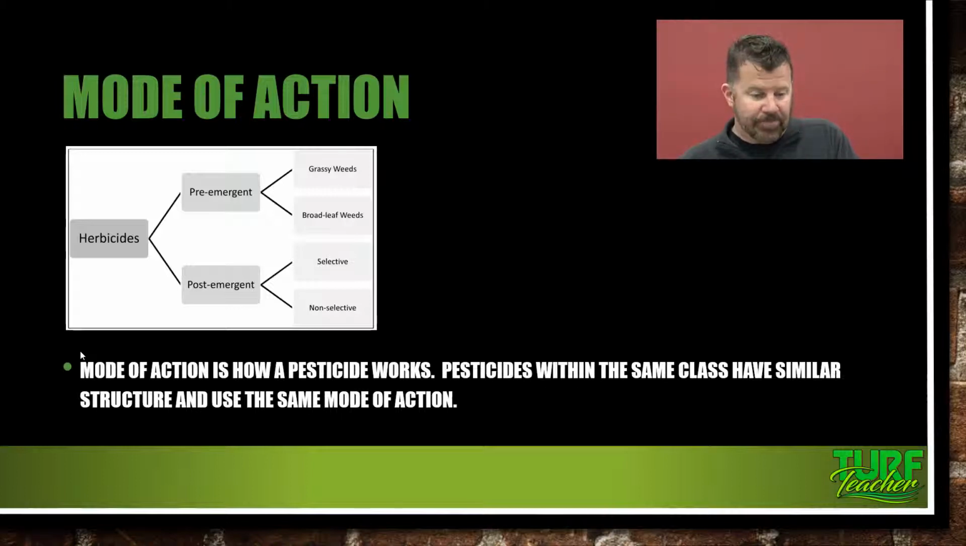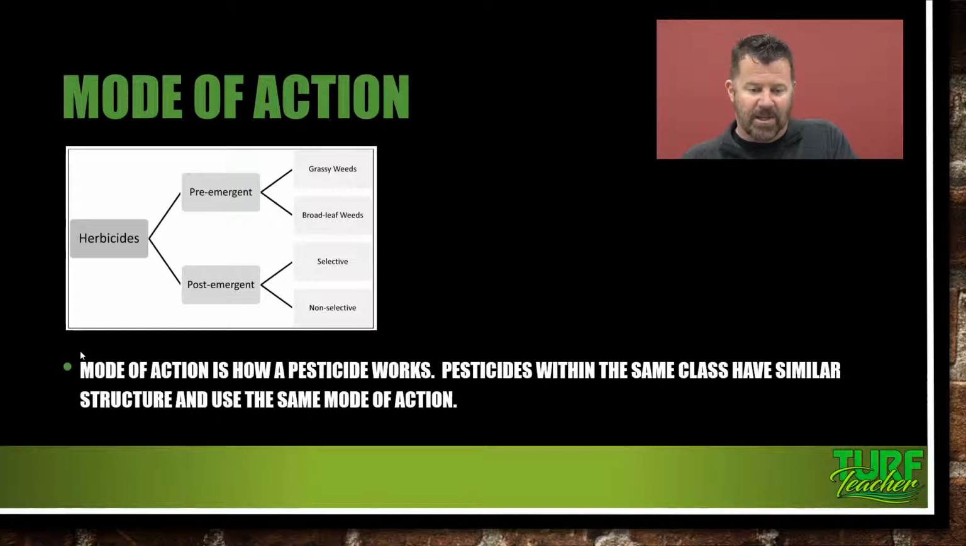The mode of action. Here we're looking at one for herbicide, but the mode of action is how a pesticide works. Pesticides within the same class have similar structure and use the same mode of action. Here we have a pre-emergent. We talked about putting that out in the spring for crabgrass. That's going to be your grassy weeds, and actually that's going to help a little bit with your broadleaf weeds as a pre-emergent. But then we have post-emergent.